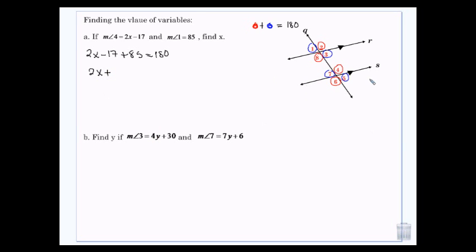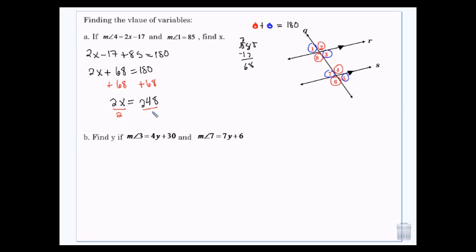85 minus 17 is some number. 68. So I'm going to add 68 to both sides. And I'm going to get 2x is equal to 248.